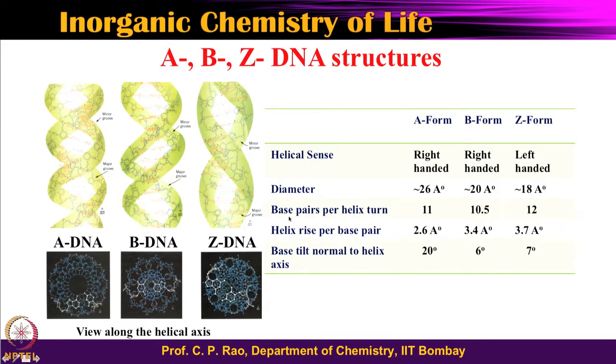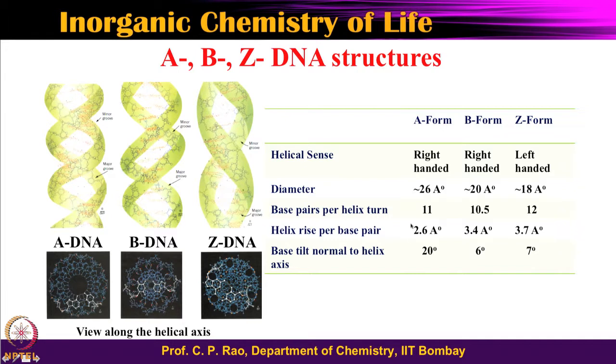Then look at another aspect, which is not of course so clear from here, but you can take it as granted. How many base pairs per helix turn? So you know helix. From here to here was one screw, and for this helix turn, there are 11 base pairs, 10.5 base pairs, and 12 base pairs. Okay. So one is this way, one is a bit elongated, the other one is much more elongated kind of structure. And for each turn, how much is the height increased? The increase in height is called helix rise per base pair. So instead of per turn, it is divided by the number of base pairs, so you will get it for each base pair.